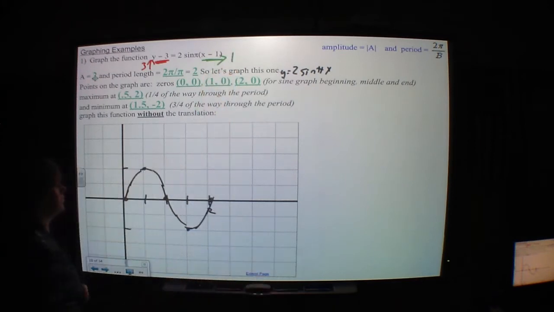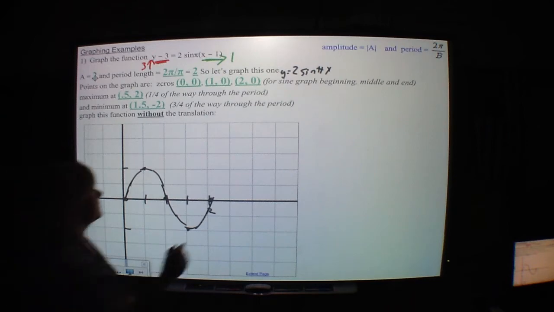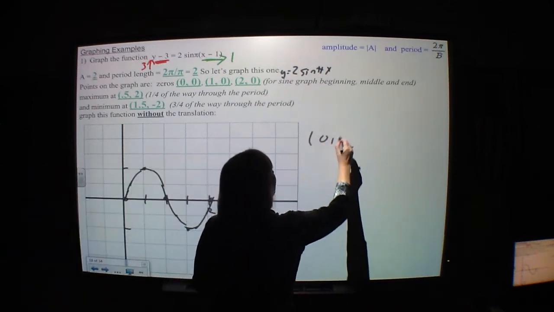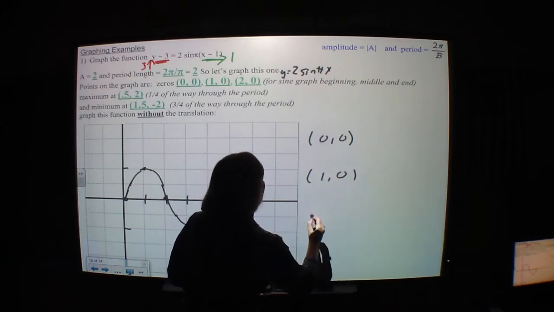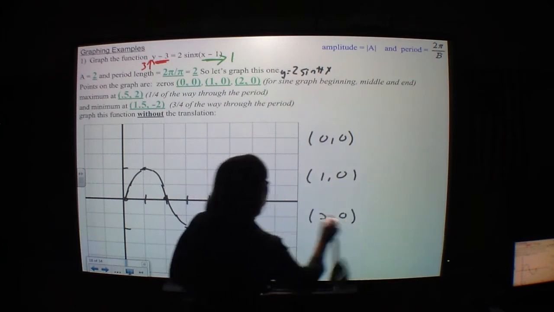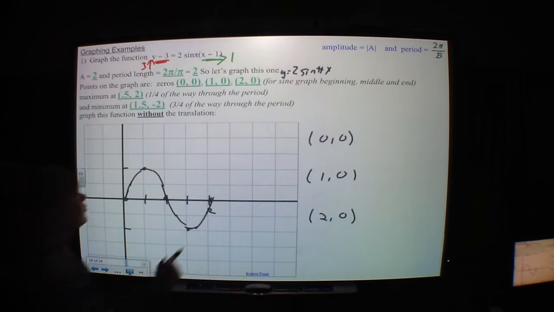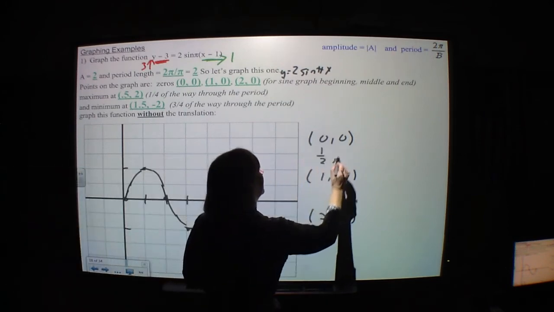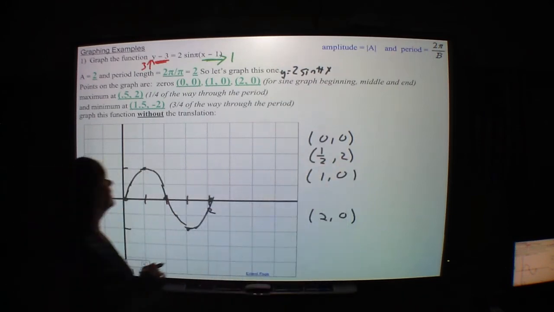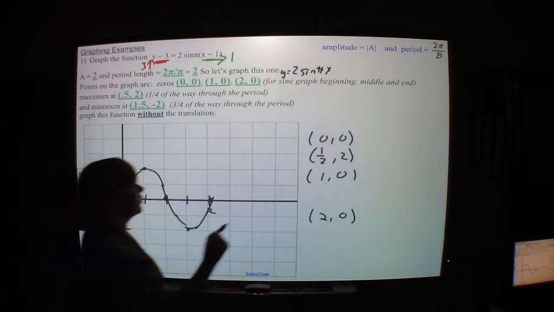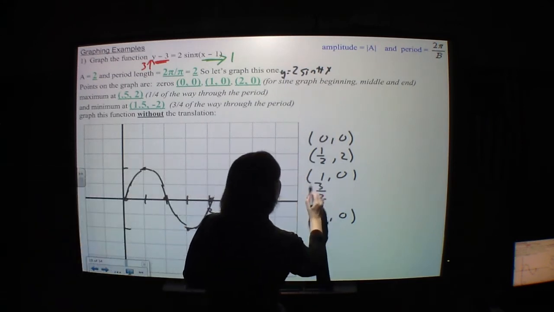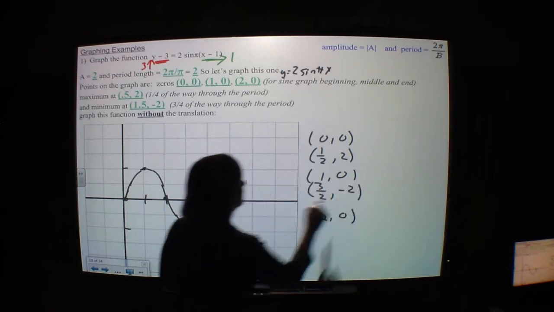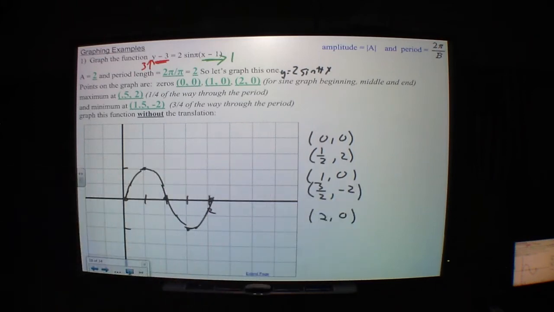So what I like to do is list my points. Beginning, middle, and end are my zeros. A quarter of the way through is my maximum. And 3/4 of the way through, which is 3/2, is my minimum. So I just labeled all my critical points there.